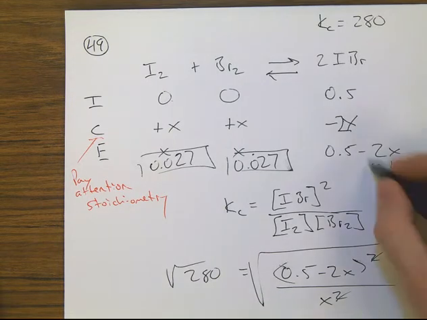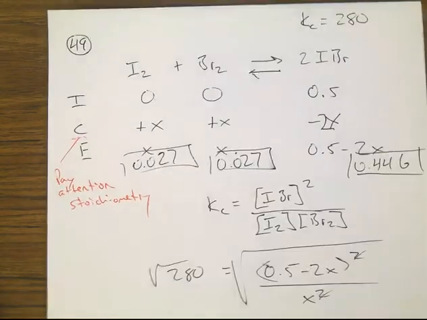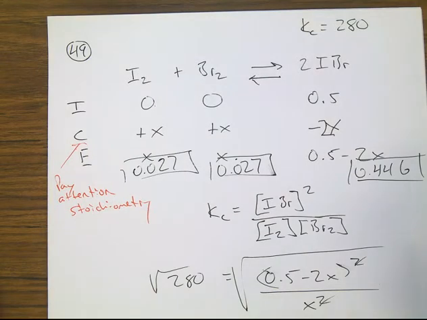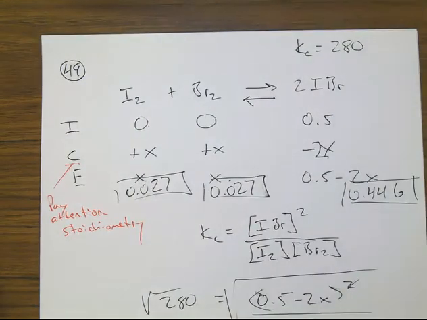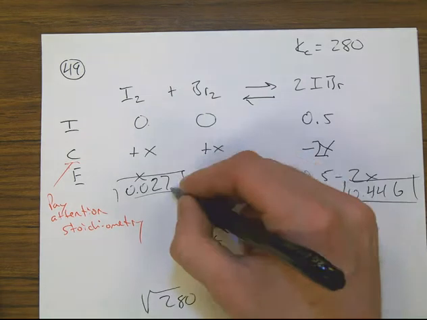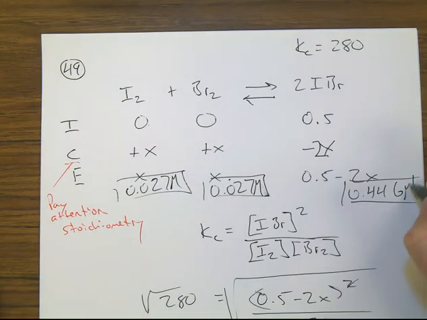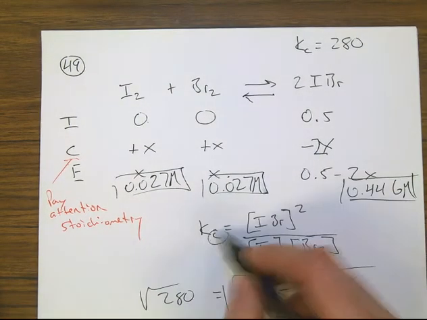0.446. Now I did some serious rounding in this problem. If you got a different number because you were rounding to a different number of sig figs, that's okay as well. So again, we've got our answer right here, and each of these values are in molarity because we were dealing with K sub C, which is in concentration.